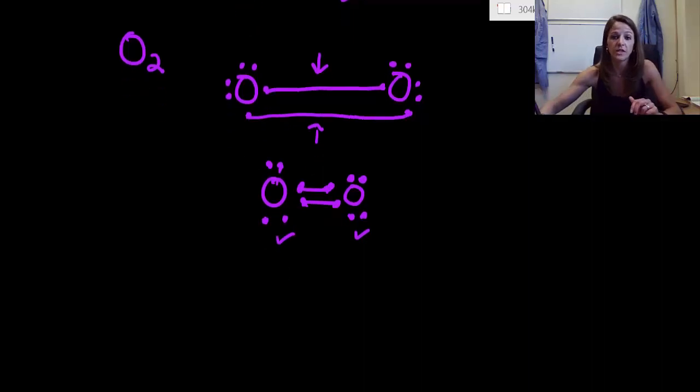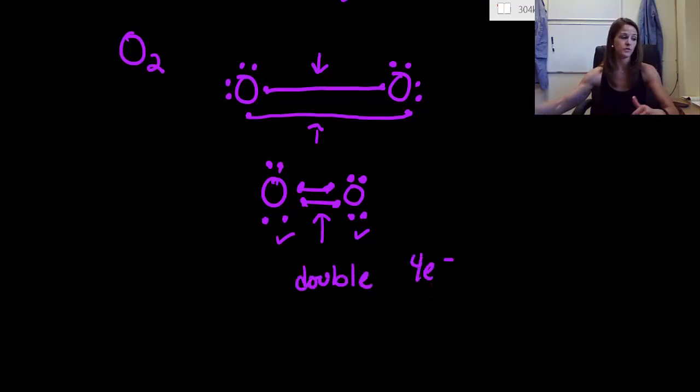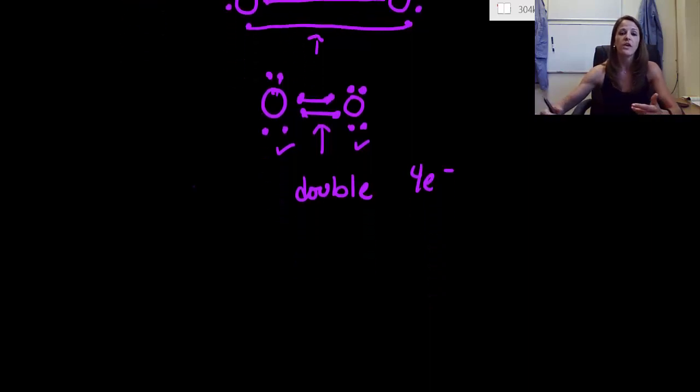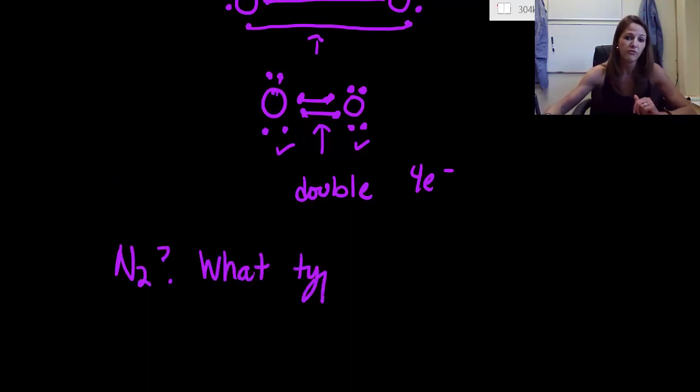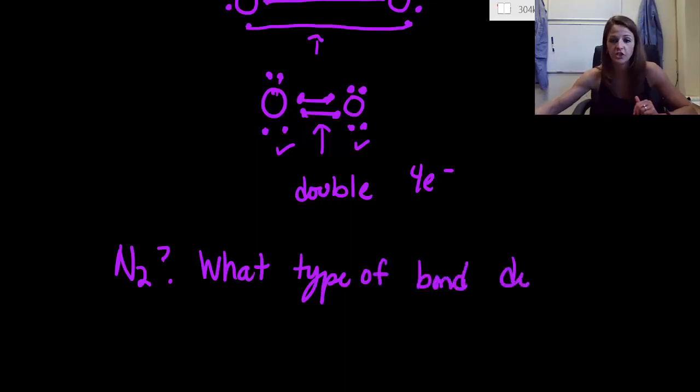So now this would be considered a double covalent bond. Okay? So this one has a total of 4 shared electrons. So now I want to challenge you, and I want to see if you can draw out nitrogen. So nitrogen is also a diatomic, and so here is my question for you. What type of bond does nitrogen have?